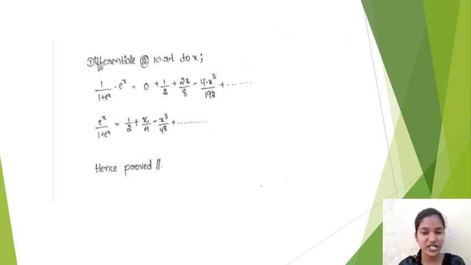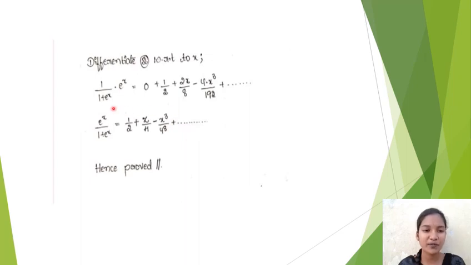If we differentiate this equation 2 with respect to x, there also we use the log x formula, d by dx of log x, that is 1 by 1 plus e power of x into e power of x. And here d by dx of log 2 is equal to 0 and d by dx of x is equal to 1. So 0 plus 1 by 2 plus x square, d by dx of x square is equal to 2x and d by dx of x power 4 is equal to 4 into x cube. So finally we get the equation e power of x by 1 plus e power of x is equal to 1 by 2 plus x by 4 minus x cube by 48 plus and so on.